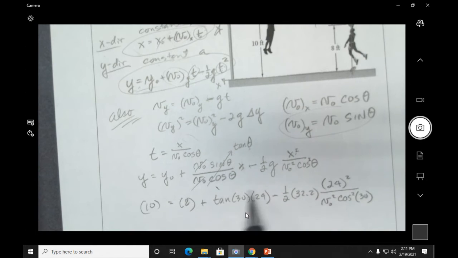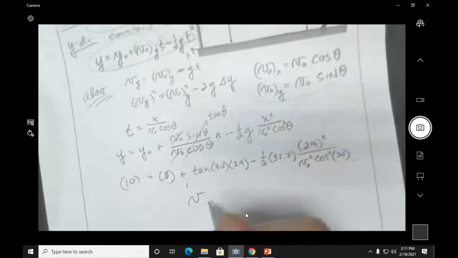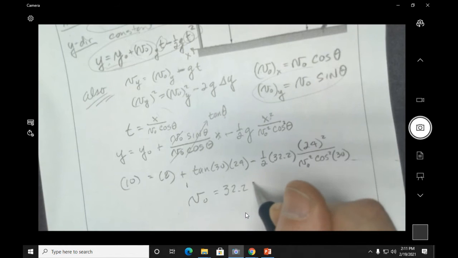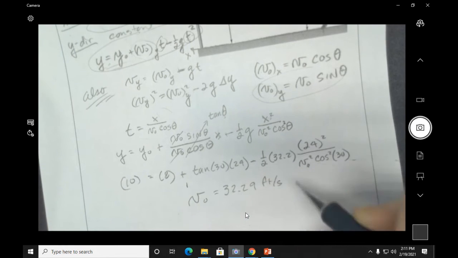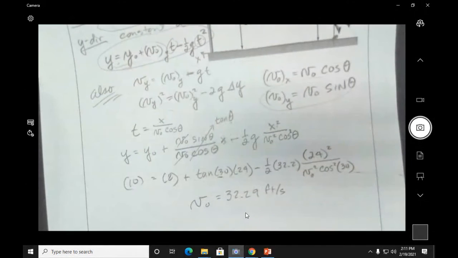So we have isolated the thing that we're trying to get. A little bit of math. We end up with 32.29 feet per second is what he has to shoot at to land it right there.